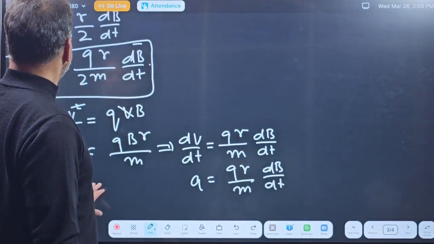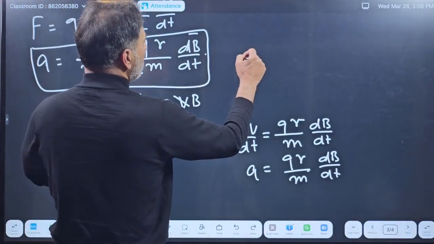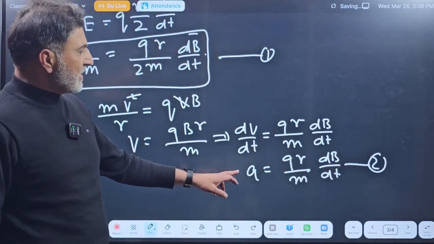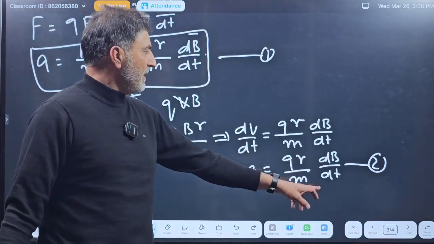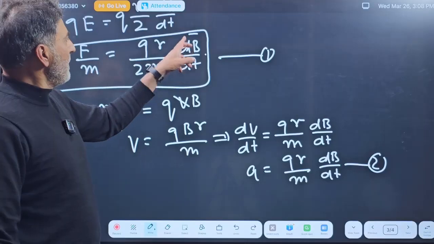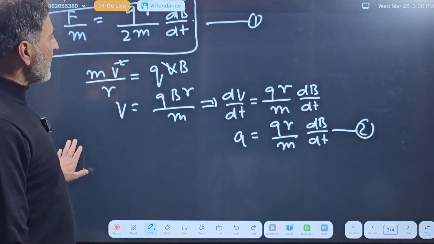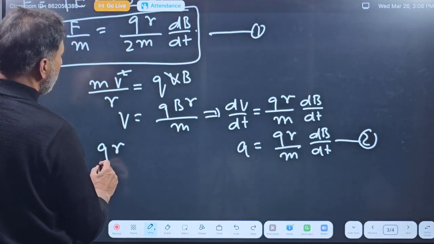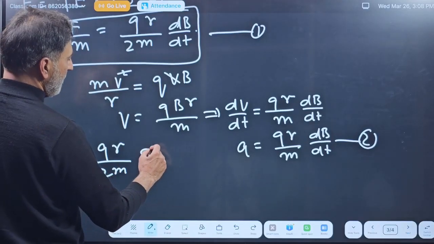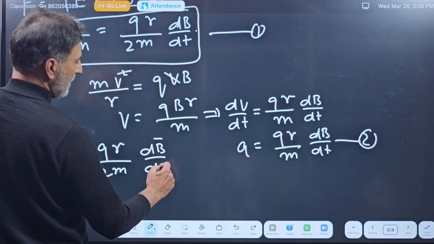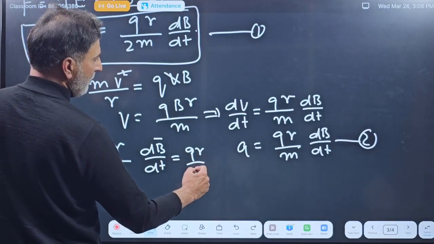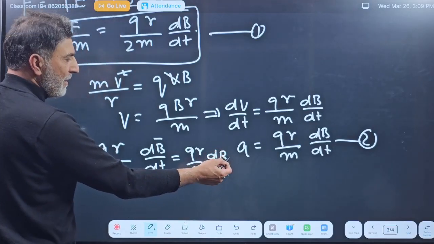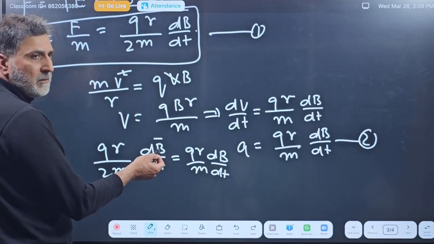Now we have to equate equation 1 and equation 2, and let us see what we get. The acceleration is QR by M dB by dt, and it is also the acceleration QR by 2M dB bar by dt. If we equate the two accelerations, that is, equating first and second, QR by 2M dB bar by dt is equal to QR by M dB by dt. This is the magnetic field on the periphery of the circle, and this is the average magnetic field inside the circle, right?